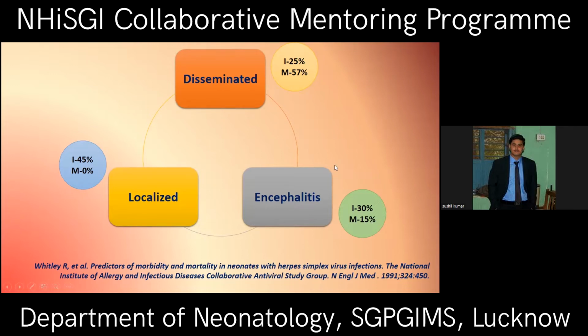So as you can see, the mortality rates are as high as 15 to 60% in neonatal herpes simplex virus infection. So a high index of suspicion is a must in picking up these cases, and early initiation of therapy is the only thing which can prevent mortality in these patients.